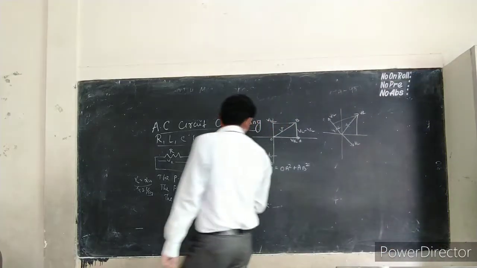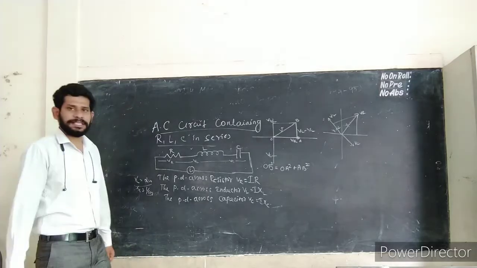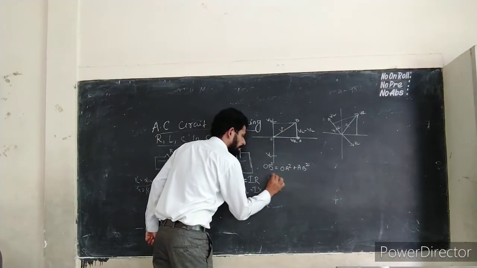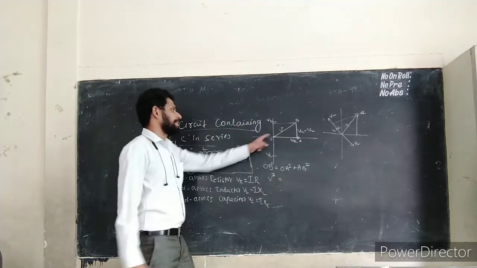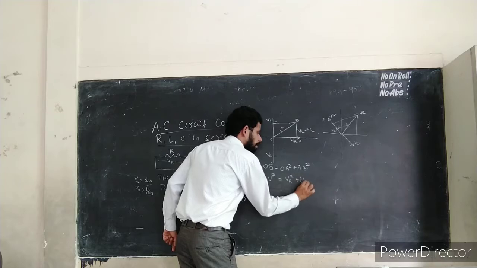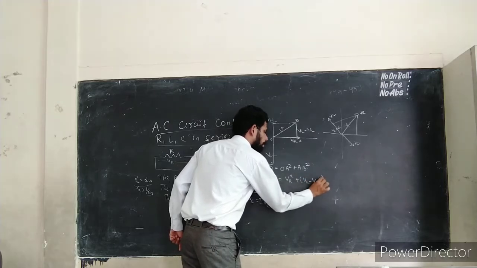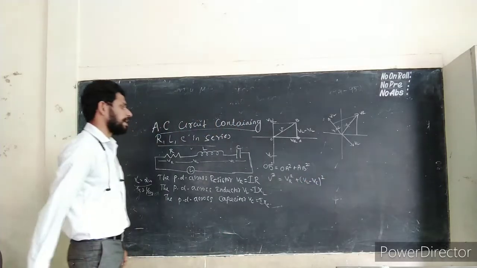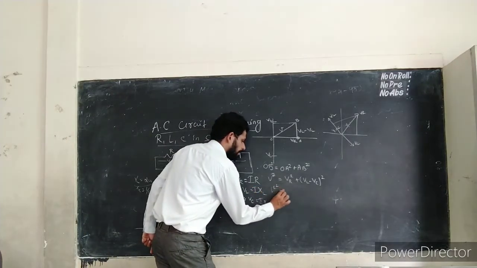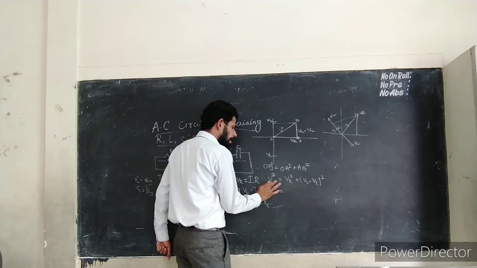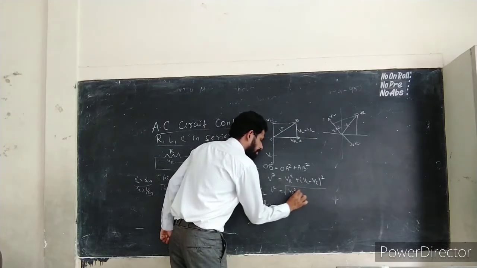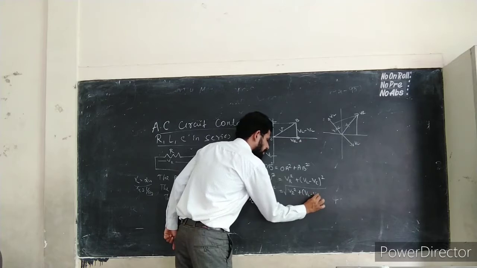Now OB square will be equal to OA square plus AB square. So this is nothing but V square, which will be equal to VR square plus VL minus VC the whole square. So the total potential V will be equal to the root of VR square plus VL minus VC the whole square.